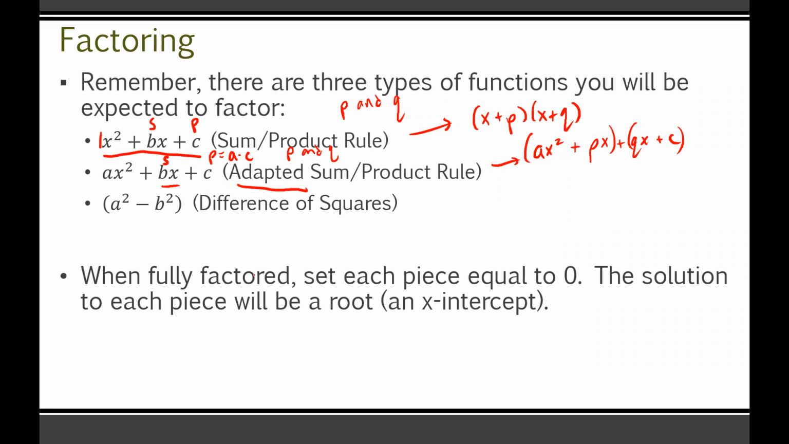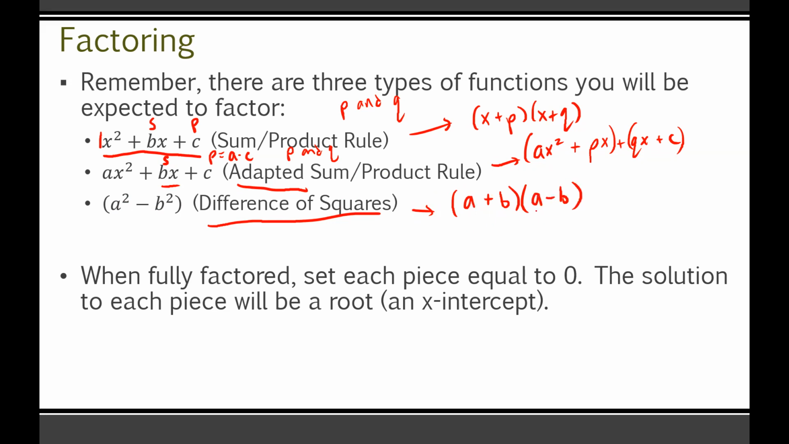The last one, and everyone always forgets that this is even a thing, it's called difference of squares. Basically, if you have 2 numbers that are square rootable, in other words, you can take the square root of them, and you're just subtracting those 2 numbers together, you can actually jump straight to factored form. This is just going to be the square root of the first number. So if the first number is a squared, it would be the square root of that, which is just a, plus the square root of the second number, which is just b, multiplied by itself again, except instead of a plus b, it's a minus b.